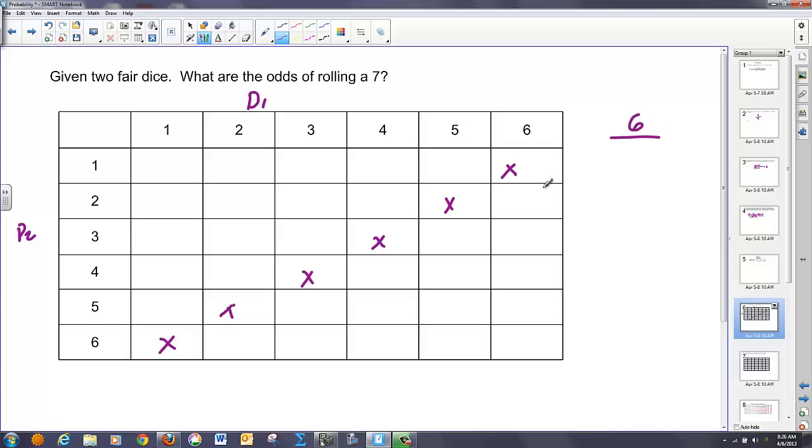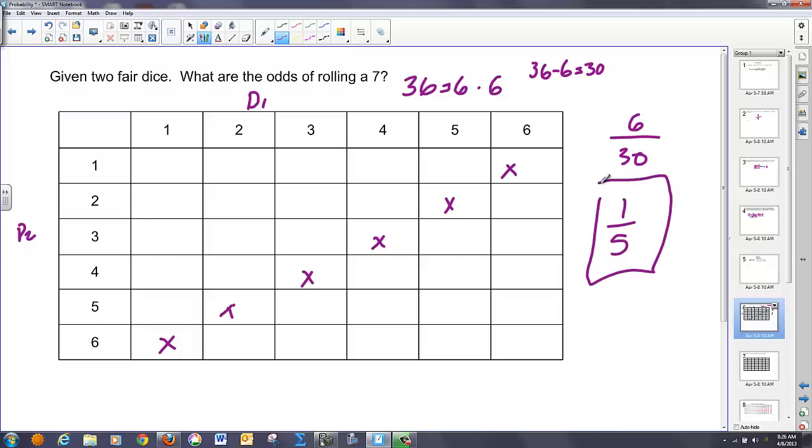And then I need to put that over the unfavorable outcomes. Well, I said I had 36 possibilities, and that came from multiplying 6 choices on one dice by 6 choices on another dice. So if I take 36 and subtract 6 off that, I have the number of unfavorable outcomes, which is 30. I can reduce those to a fifth, and those are my odds for rolling a 7.